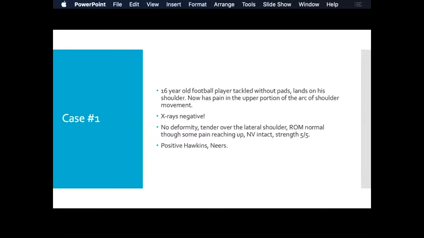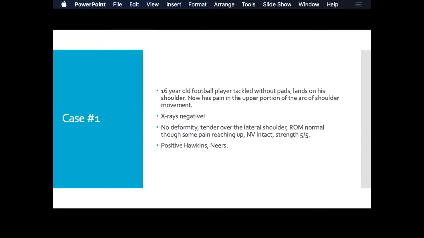So, a 16-year-old football player playing around without pads lands on his shoulder. Now he has pain in the upper portion of the arc of his shoulder movement. Everyone took him to the ER afterward. Of course, we did x-rays, which are always negative. No deformity on his exam.